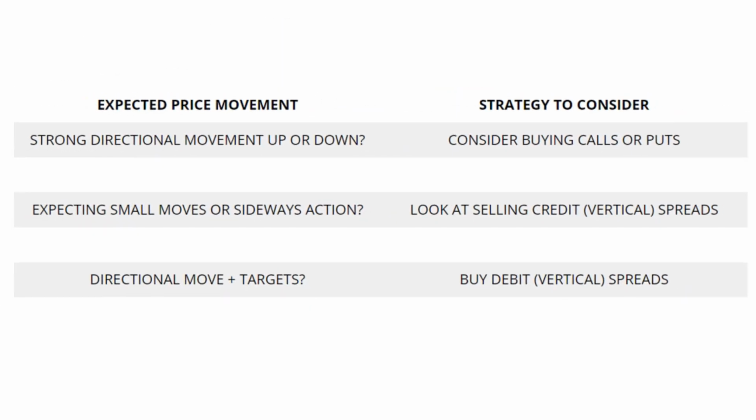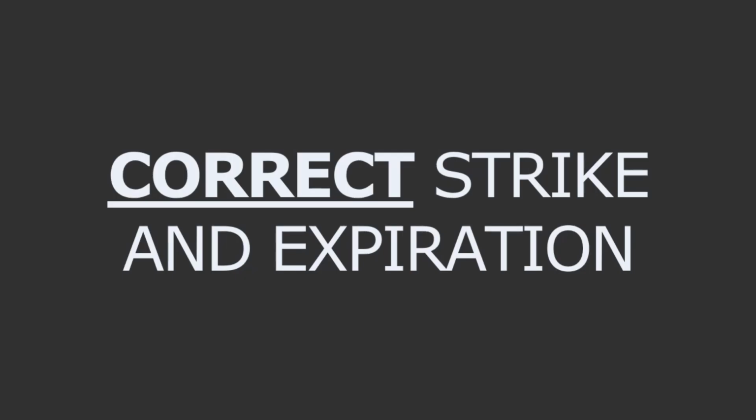So if your expected price movement is a strong directional movement up or down, you can consider buying calls or puts. If you're expecting small moves or some sideways action, you can look at selling credit spreads. With a directional move and some price targets, you could buy debit spreads. When selecting an options contract, it's really important to consider both the strike price and the expiration date. Selecting contracts with appropriate strike prices and expiration dates based on your research is going to give you an edge when you enter into these trades as opposed to just guessing.